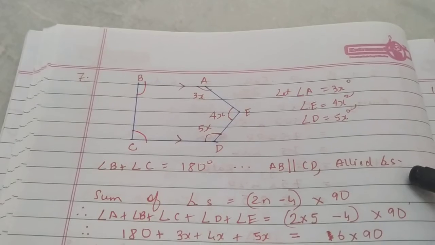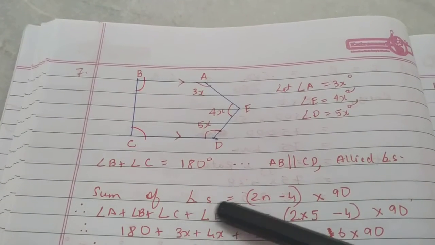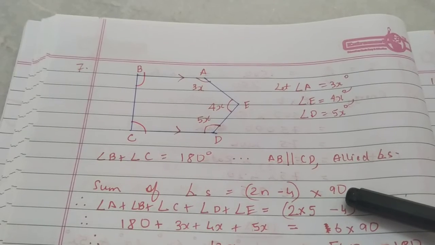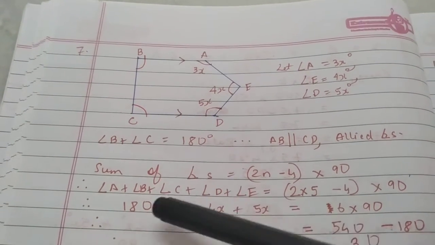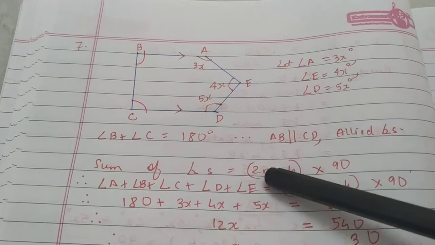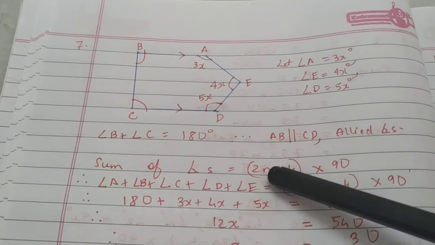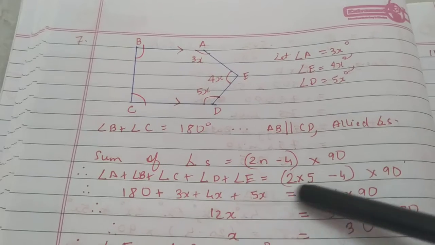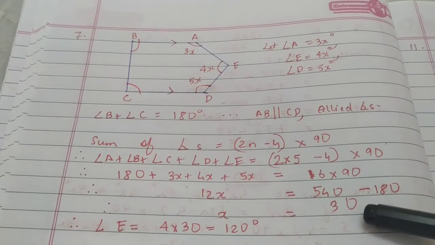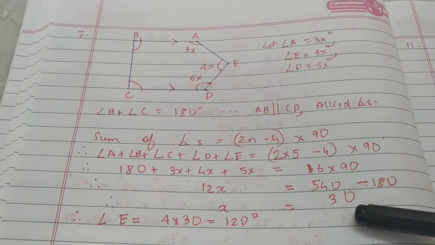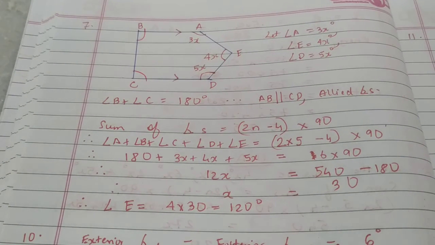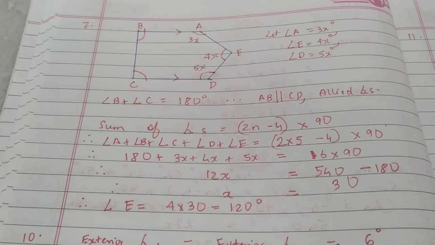Make sure you write all the reasons. Now sum of angles is always this formula, even though it's not a regular pentagon. But sum of angles according to us will be B plus C is 180, A is 3x, D is 4x and E is 5x. Number of sides is 5. So now we have an equation in terms of x. Solve it and get the value of x. And they've just asked us to find the value of angle E, which is 120 degrees. They've not asked us to find the values of other angles, so don't bother.